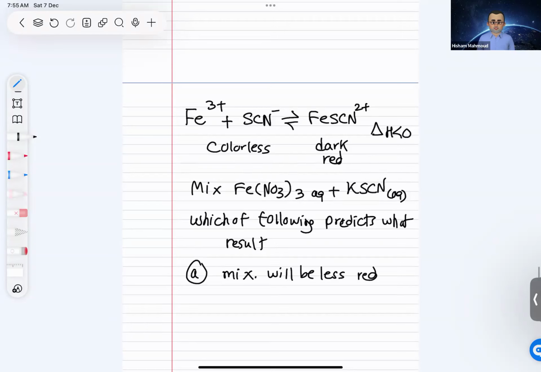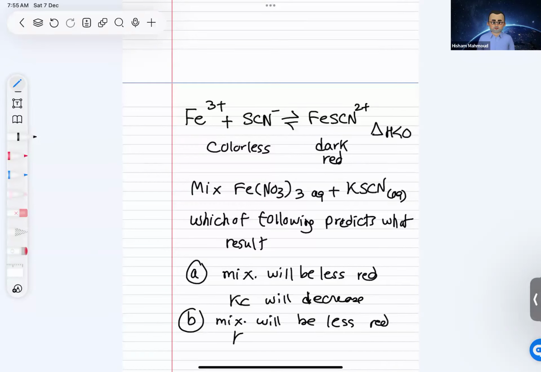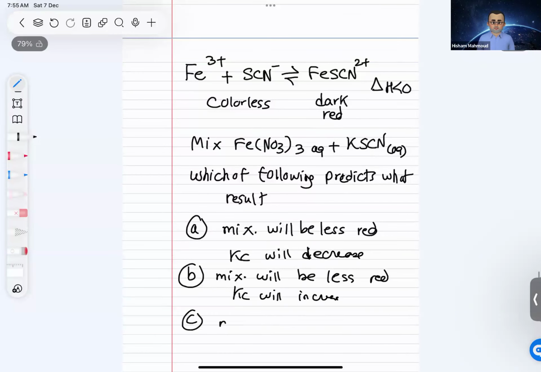So what did you add, Yasin? I added iron nitrate and KSCN on this solution, and I want to see what happens. Option A: mixture will be less red, Kc will decrease. Option B: mixture will be less red also, but this time Kc will increase. Option C: mixture will become more red and Kc decrease. And the last one: mixture will be more red and Kc will increase.